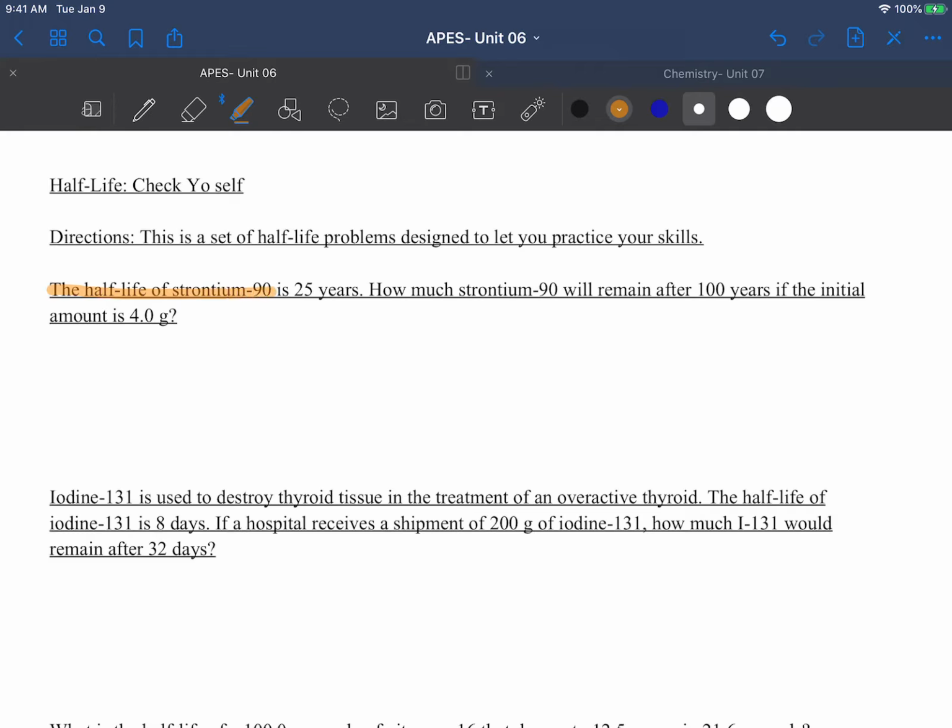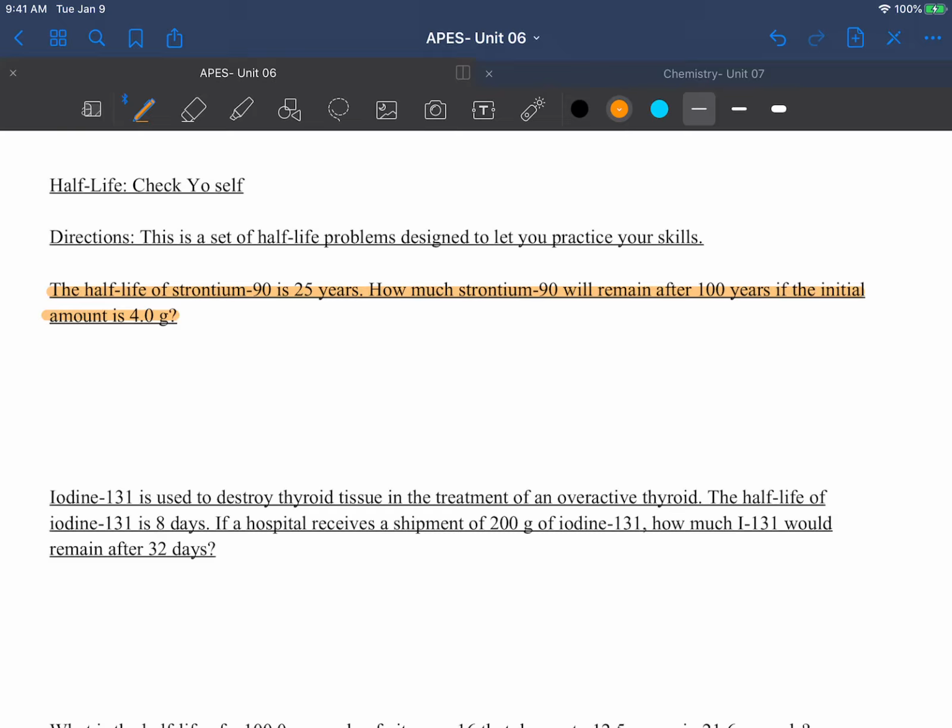The half-life of strontium-90 is 25 years. How much strontium-90 will remain after 100 years if the initial amount is 4.0 grams? Okay, actually I'm getting ahead of myself. What is a half-life? The half-life is the amount of time it takes for 1/2 of a sample to radioactively decay. It's pretty much right in the name.